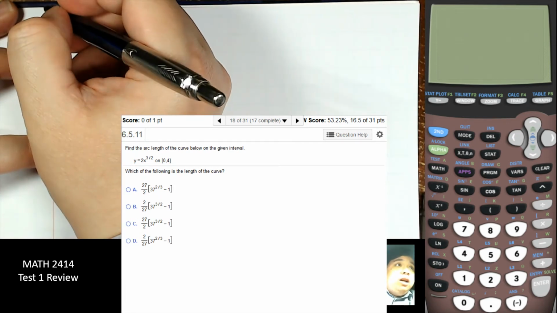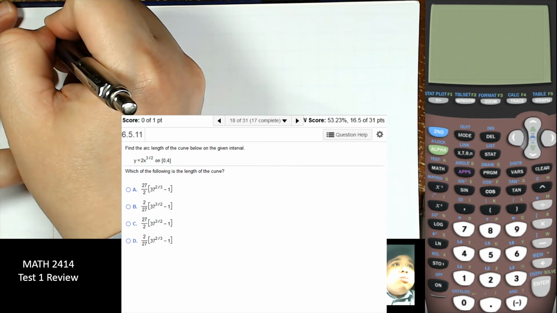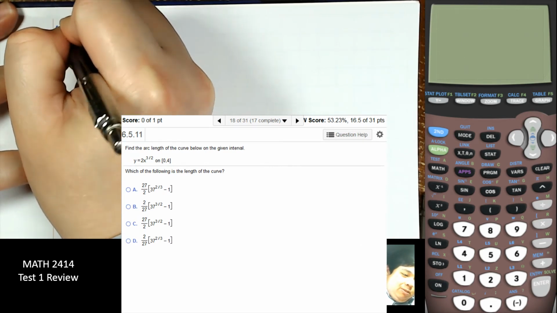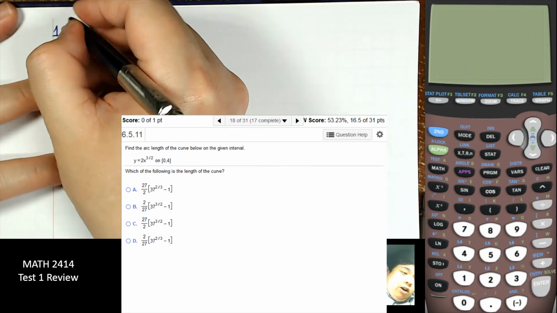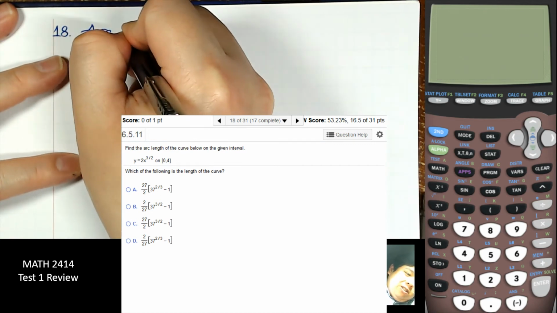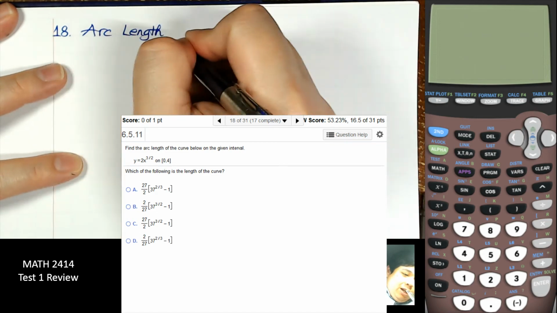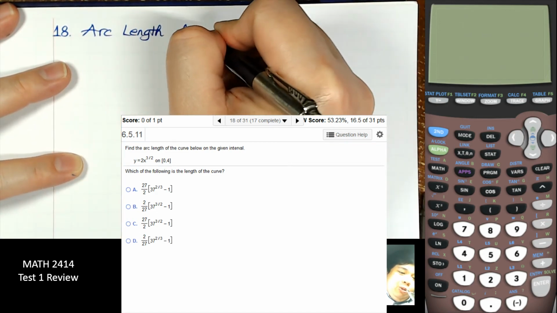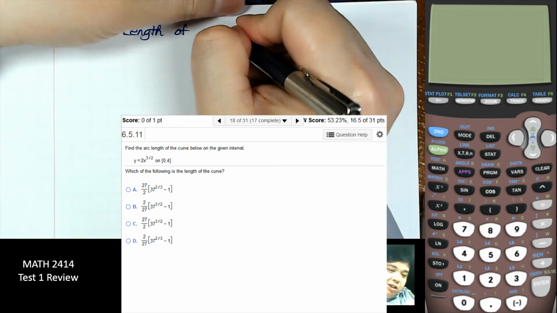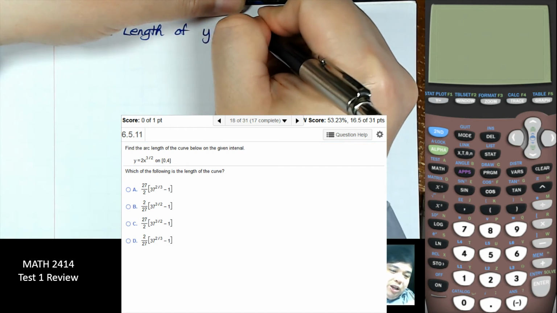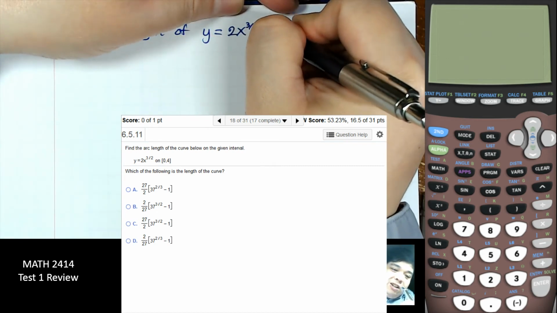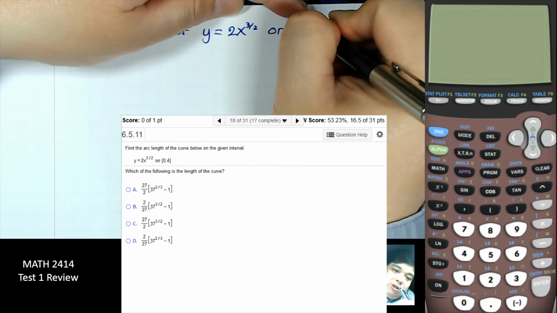6, 5, and 11, which is number 18. Alright. The arc length of y equal to 2x to the 3/2 on 0 to 4.